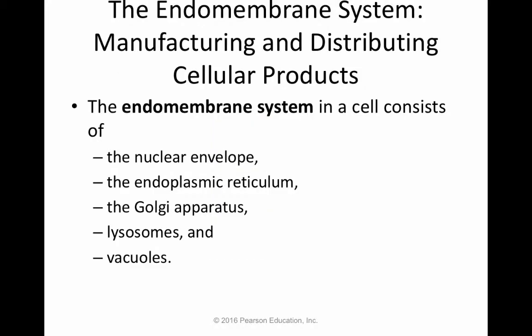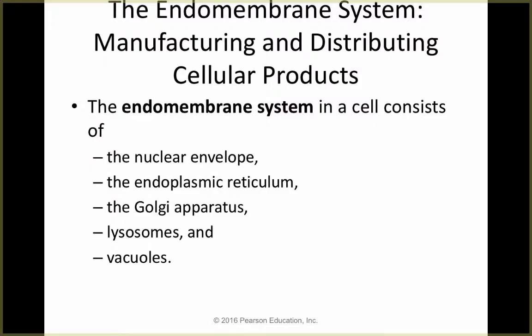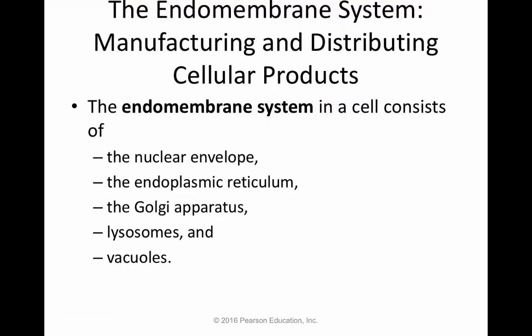Now the last part of this is the endomembrane system. Essentially this is a way that when we make proteins in the rough ER, they can end up being distributed into the correct cellular compartments. It includes the nuclear envelope, the rough ER, the Golgi, and lysosomes and vesicles. So let's look at this really quick.